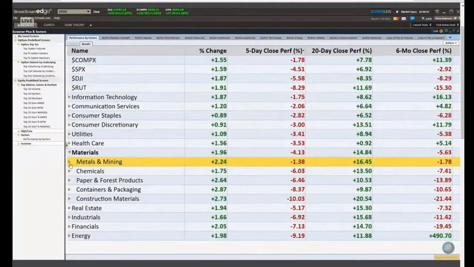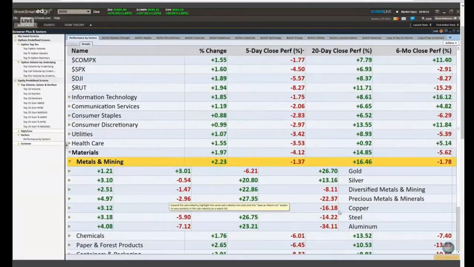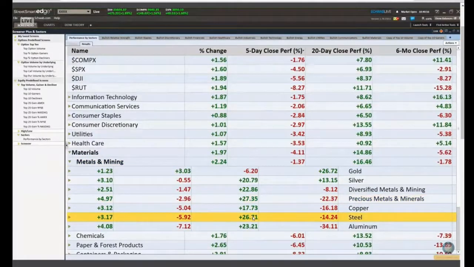There's two types of mining stocks: the diversified and precious metals. I guess they're both doing well. Gold and silver, look at that. Precious metals, 27%. Steel's up 26% the last 5 days. Well, that was the big reopening rally.